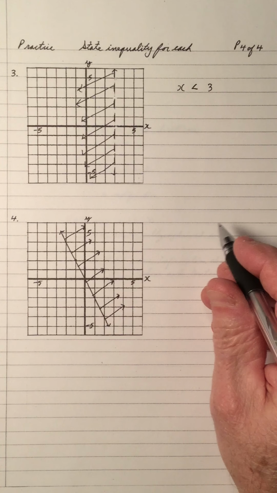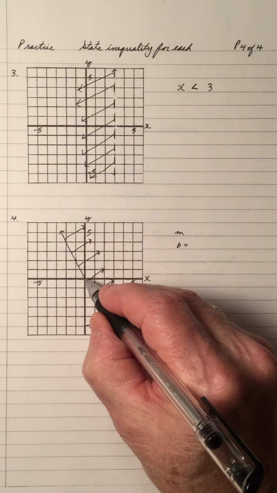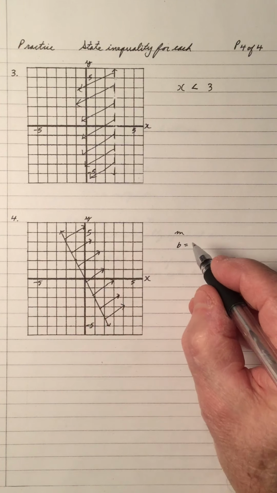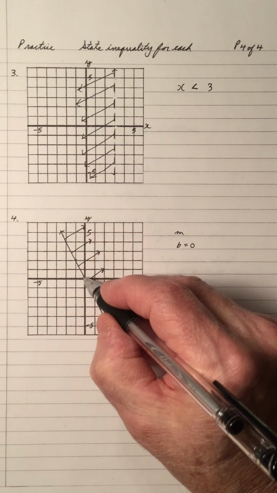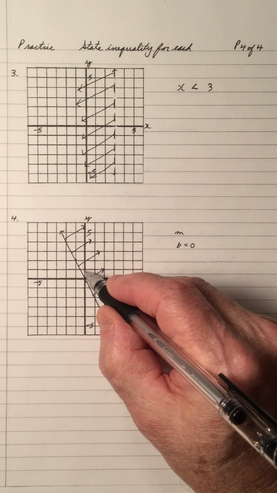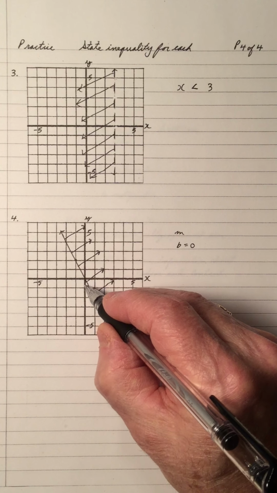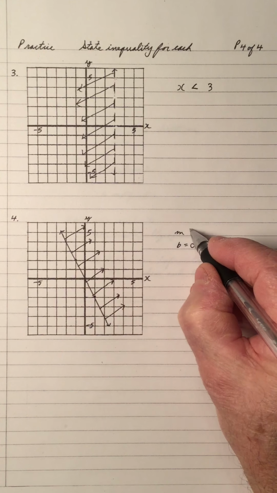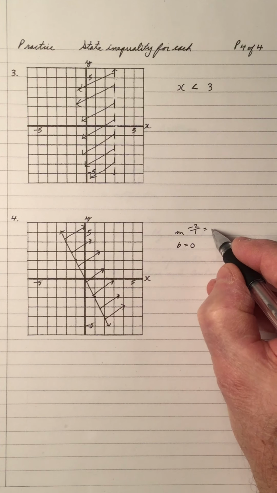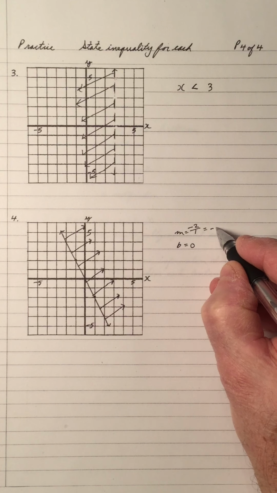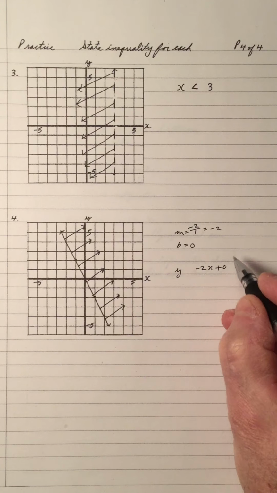Number 4, we have an oblique line, so we have a slope and a y-intercept. The y-intercept again is 0. And what's the slope? Notice I can go from one point to another, so I can go from here to here. So that's down 2, right 1. Down is negative, right is positive. So the slope is negative 2 over 1, or negative 2. So y is negative 2x plus 0.